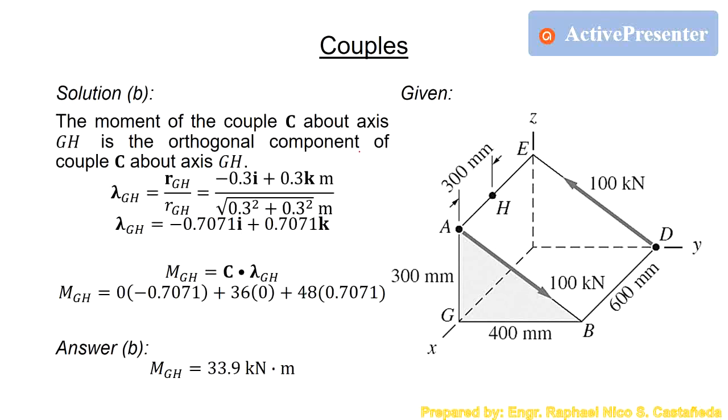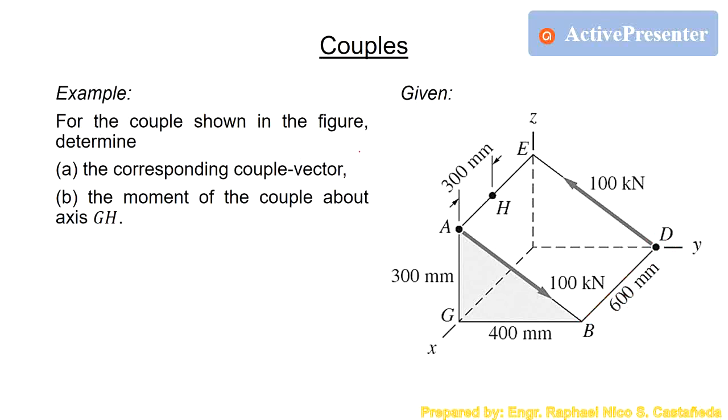Next, if we go back to the question, we want to get the moment of the couple about axis GH, so we just want the magnitude of the couple along this axis, lambda GH. If you remember the orthogonal component of a vector on a given direction, you simply apply the dot product to the couple, or moment, GH.